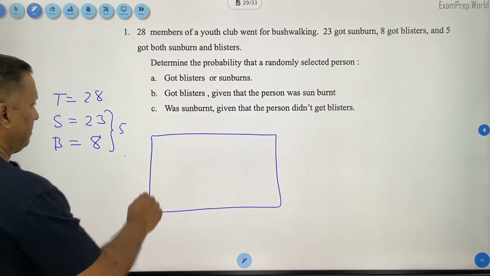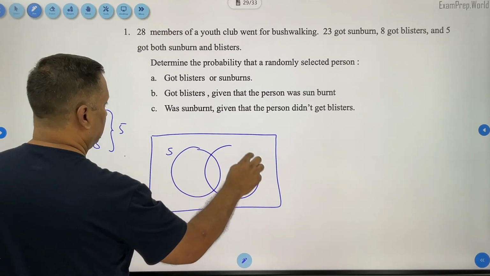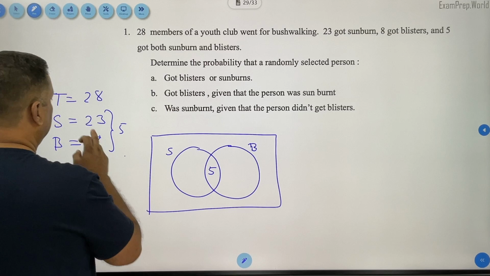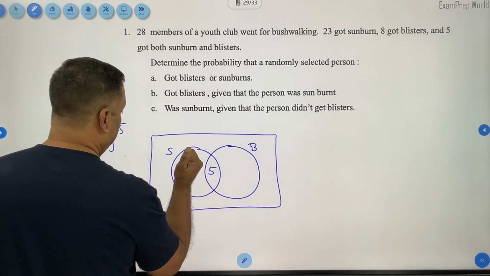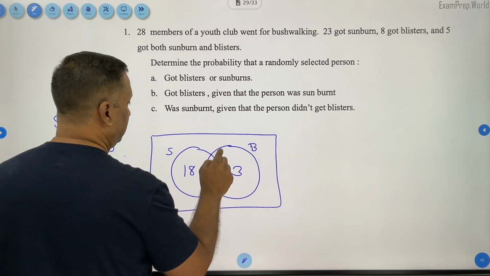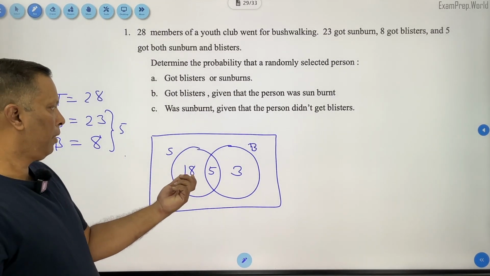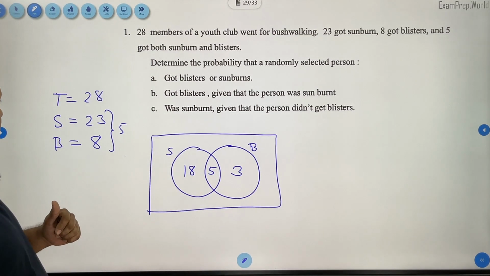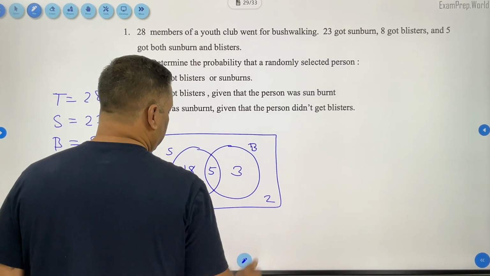This is sunburn. This is blister. Common thing is 5. 23 minus 5, 18. And 3. 5 plus 3, 8. 18 plus 5 is 23. Now this is how much? 18 plus 5, 23, plus 3, 26. But total are 28. So 2 kids are outside.